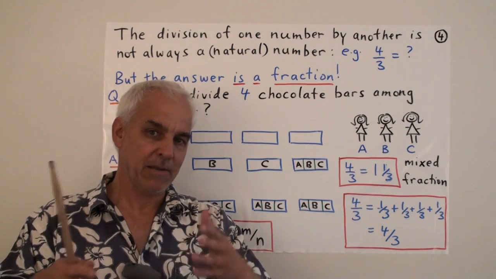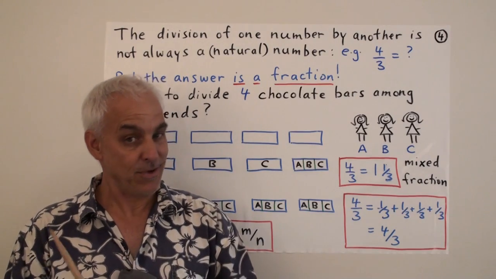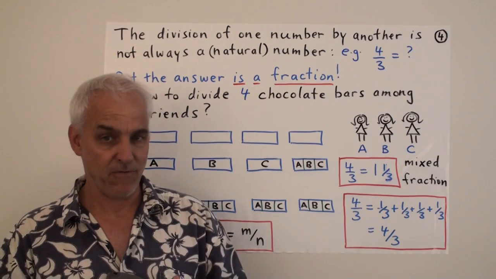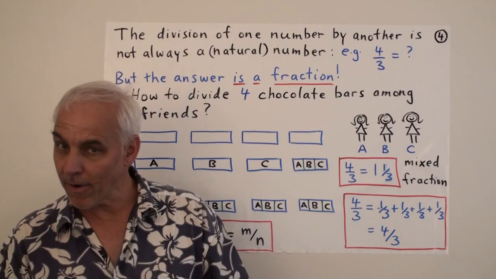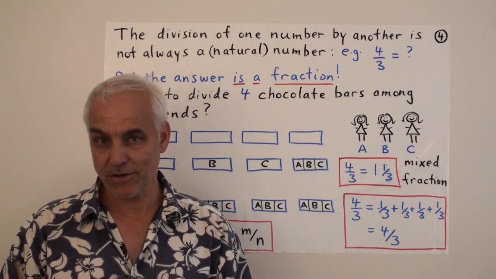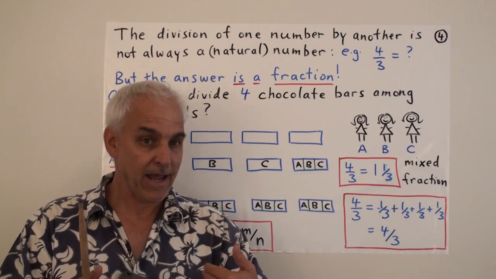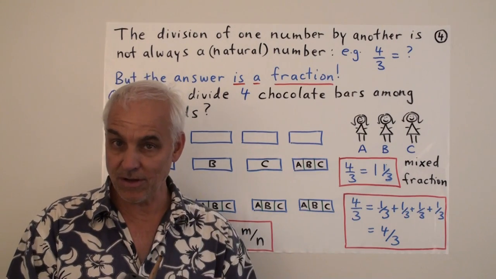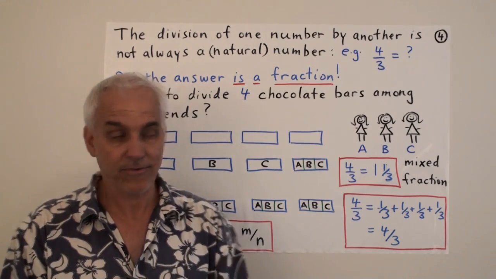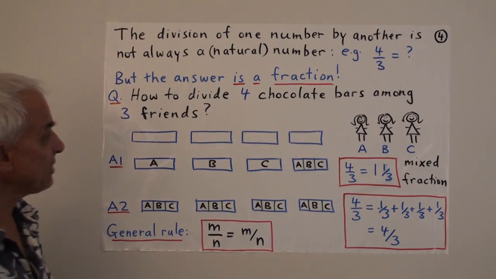But then as you get a little bit more advanced, you realize that you can, in fact, divide 15 by 4. But the answer is not a number, it's a fraction. So we have to understand how fractions arise as the results of division of ordinary numbers. So here's a good example.